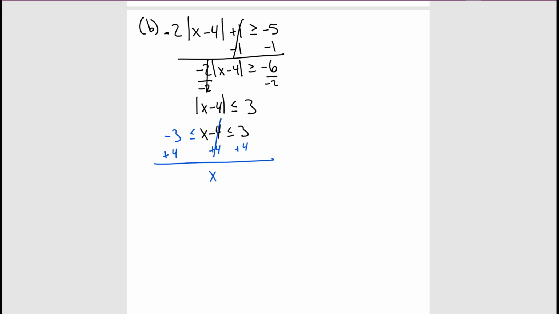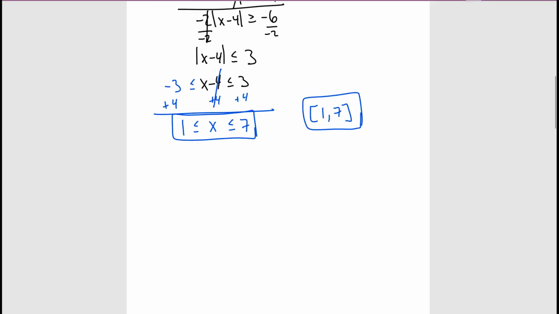Okay, so we're going to have x is less than or equal to, less than or equal to. Here I'm going to get a 1, here I'm going to get a 7. So this is the answer. So my answer is going to be from 1 all the way to 7. Okay, and that is my solution.